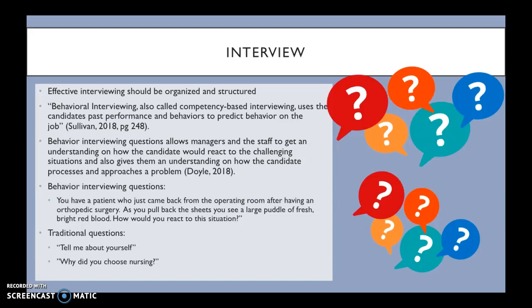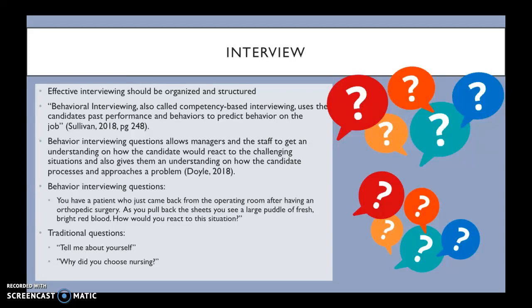So each behavioral question analyzes a specific behavior the job is interested in. For example, you have a patient who just comes back from the operating room after having an orthopedic surgery. As you pull back the sheets, you see a large puddle of fresh, bright red blood. How would you react to this situation? This question is analyzing the critical thinking behavior.